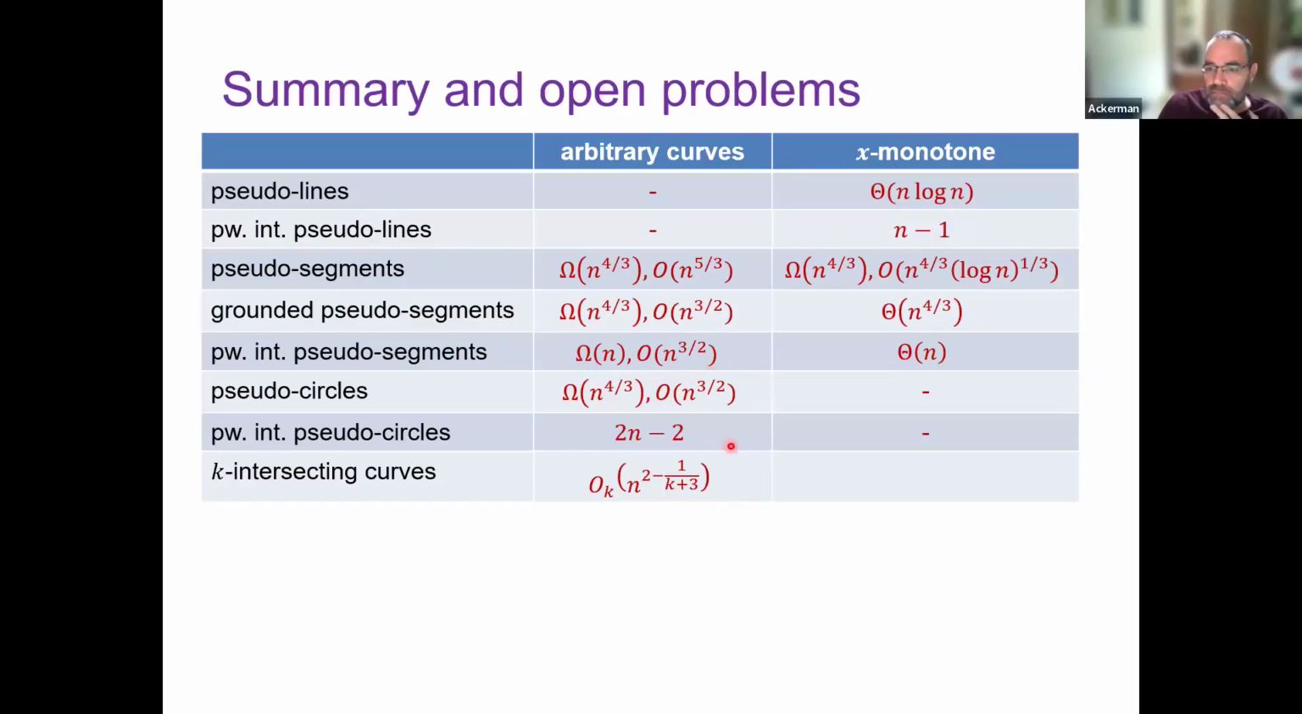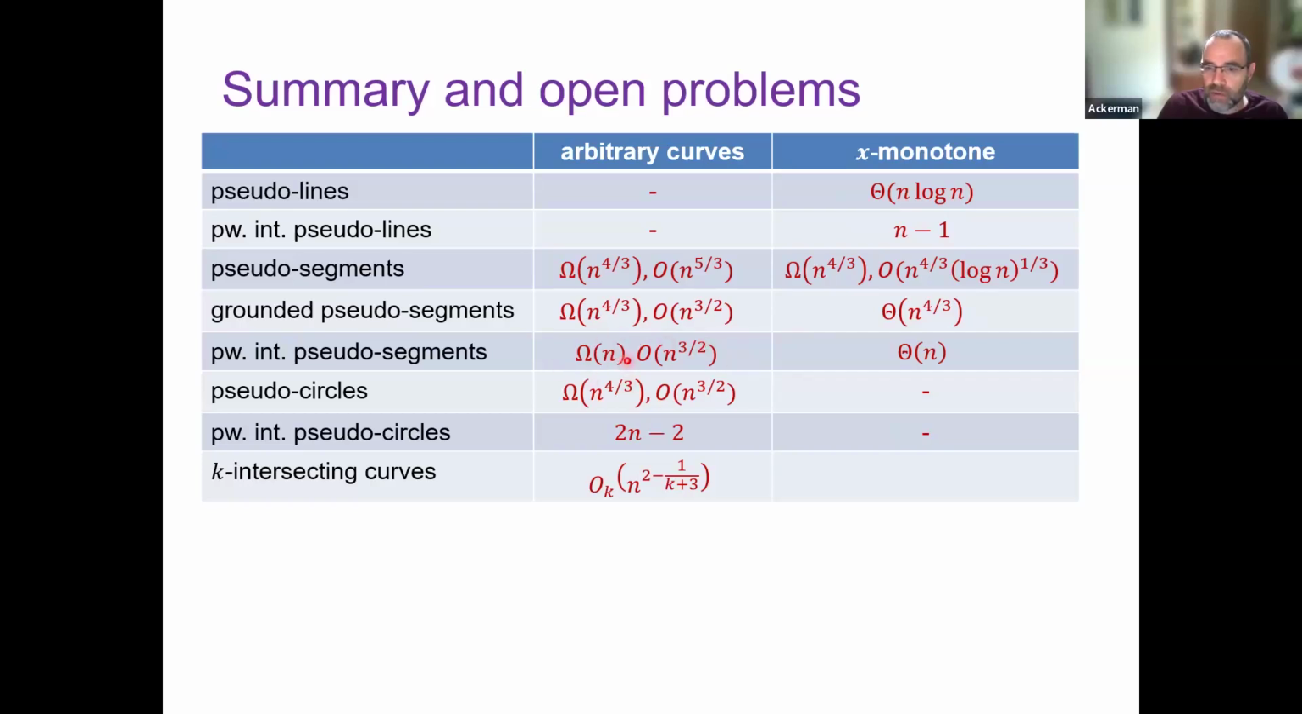So this table summarizes most of the results that I've mentioned. There are some that I didn't mention. For example, for pseudo-lines, we know the asymptotically tight bound on the number of tangencies between them, also for pairwise intersecting pseudo-lines. And of course, the open problem is to close the gap between the upper and the lower bound. For example, it would be nice to get rid of this log n to the power of 1/3 for x-monotone pseudo-segments.